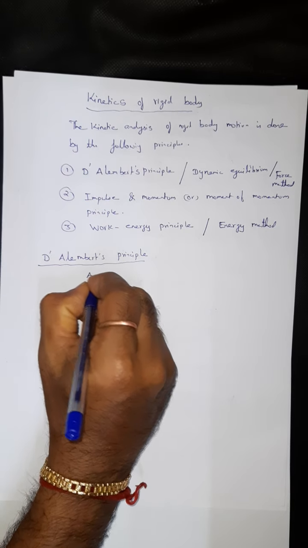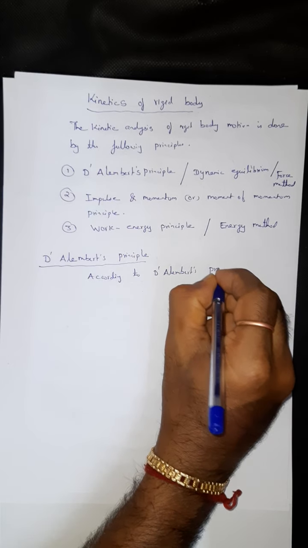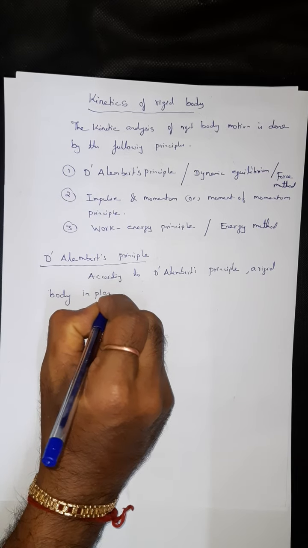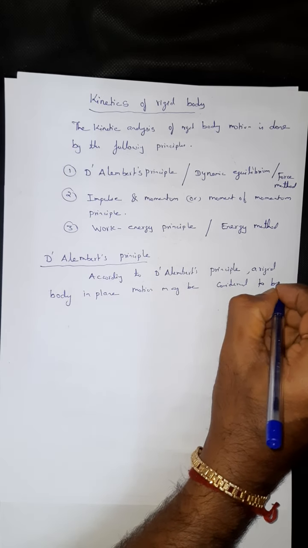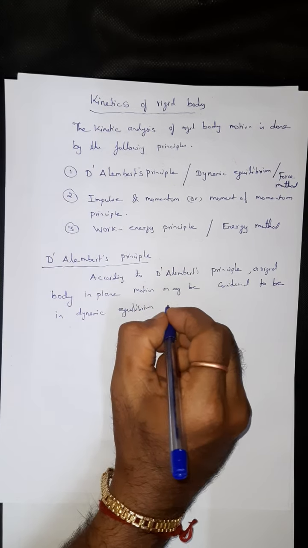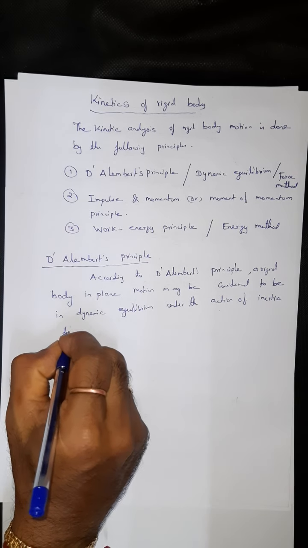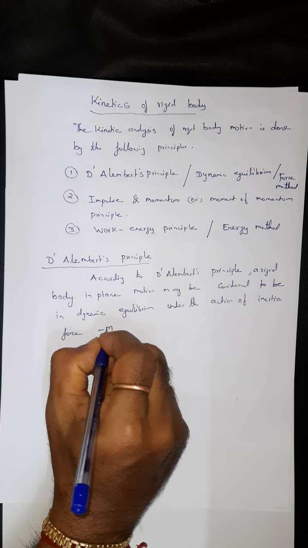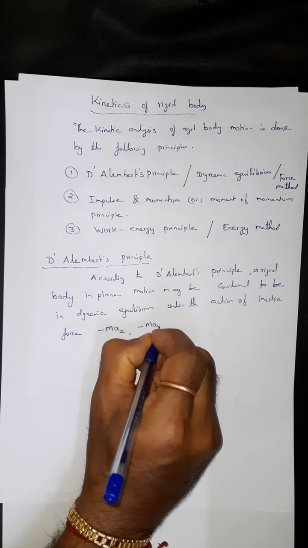According to the force method, that is D'Alembert's principle, a rigid body in plane motion may be considered to be in dynamic equilibrium under the action of inertia force. As you know, inertia force will act against the motion, that is opposite of the motion. Therefore it carries the minus sign. So minus m into a in x direction and minus m into acceleration in y direction.